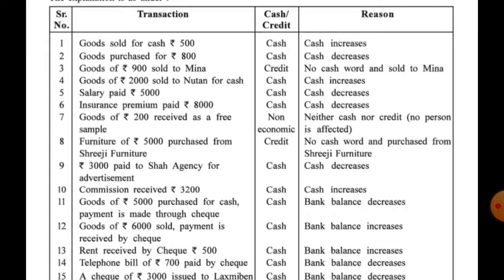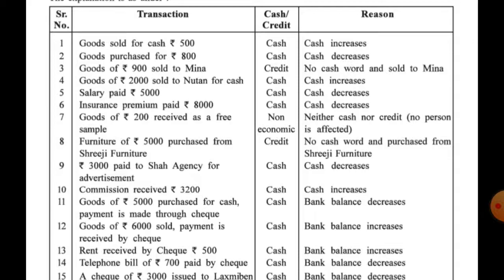Here clearly the word cash is mentioned, so it is understood that this transaction is a cash transaction. And the reason: goods are sold, so cash will come, that's why the cash balance increases, that is, cash increases.